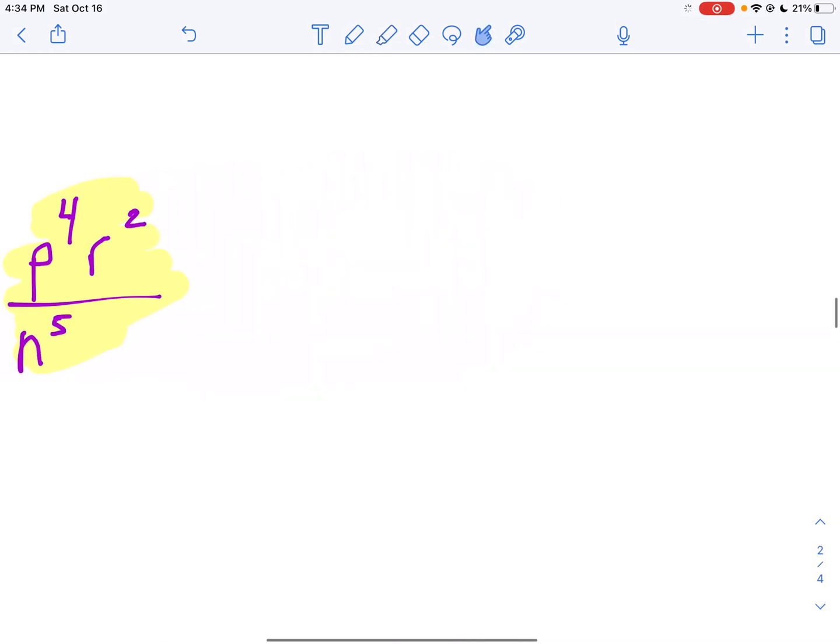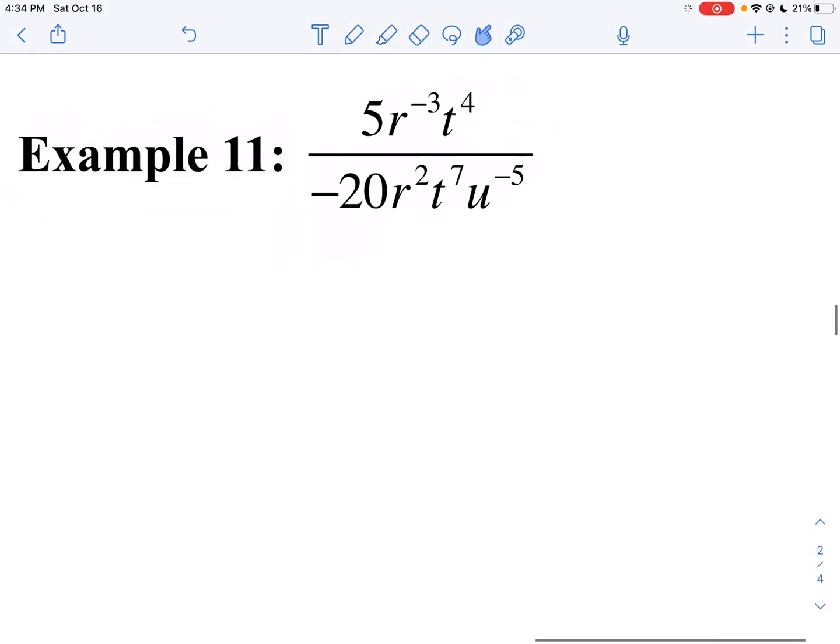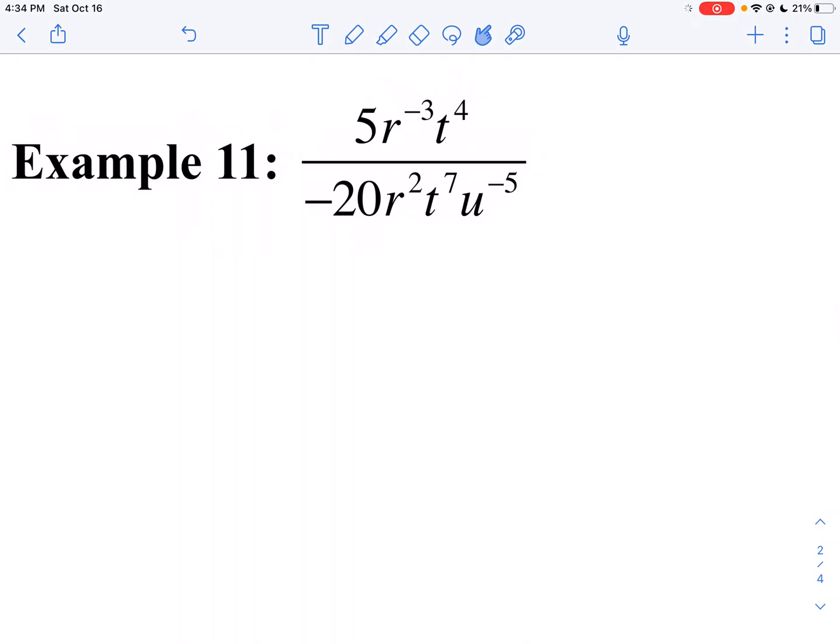Let's take a look at one more here. First, I look at my numbers. Remember, my numbers are different than exponents. So I look at it and I say, oh, 5 goes into 20 four times. A positive divided by negative, that's going to be a negative. So I'll say negative, and I'll put it over 4 right now. Now I'll look at my exponents. Negative 3 minus 2, well, that's negative 5. So I'll say r to the negative 5th power.